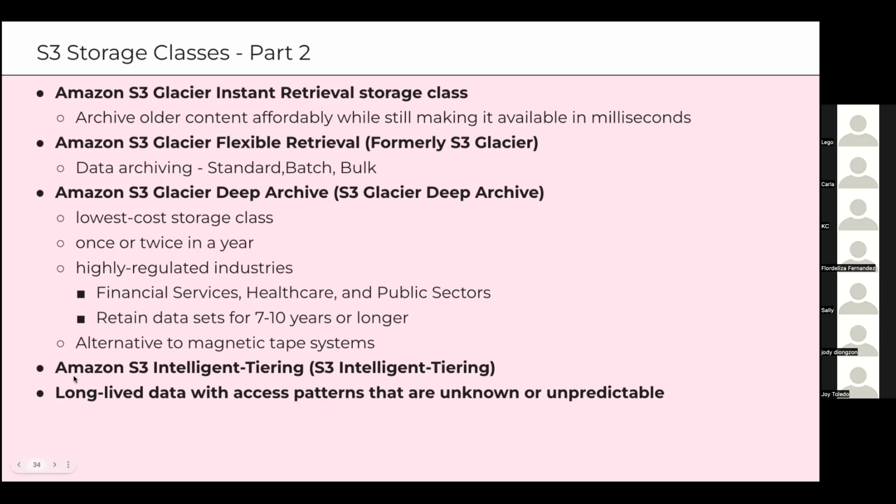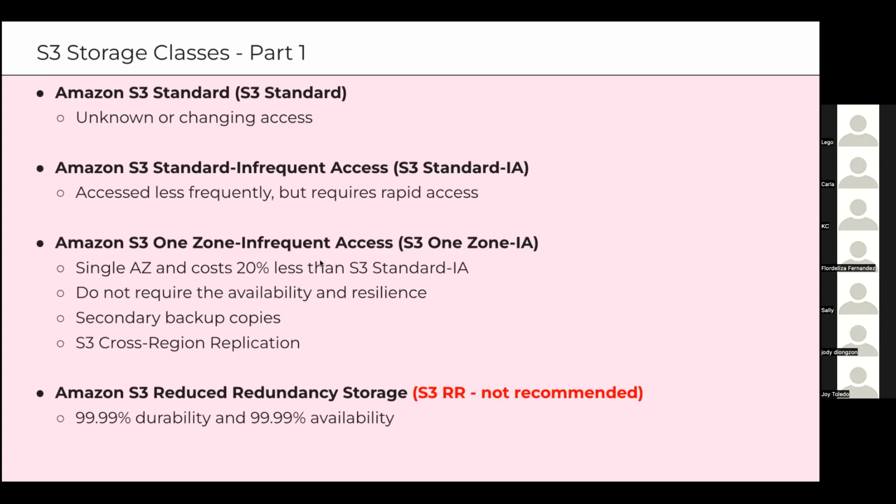Lastly, there is a storage class called Amazon S3 Intelligent Tiering. Okay. And dapat tab to, no? These are used for long-lived data with access patterns that are unknown or unpredictable. Okay, why? Bakit? Ang ginagawa ng S3 Intelligent Tiering, okay, so these are tiers or storage classes, right? It can switch the storage classes based on the access pattern.